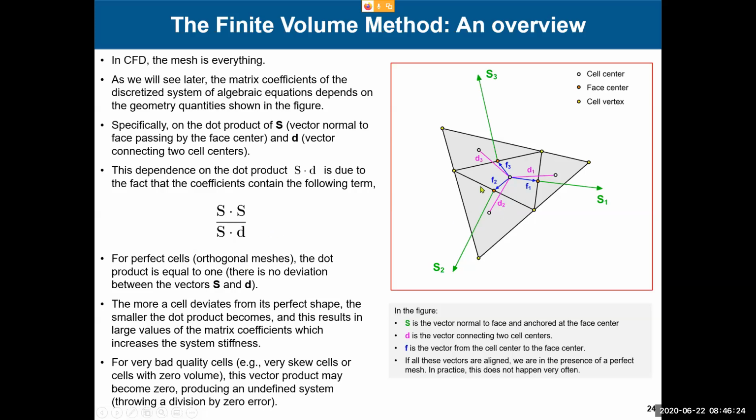Here I'm introducing this in a triangular element, but it can be any element. See that if the vectors D and S are aligned, this is an orthogonal mesh. This will become one, so you don't have an influence. The larger the deviation between these vectors, the more errors you will introduce in your mesh. So that can be controlled.